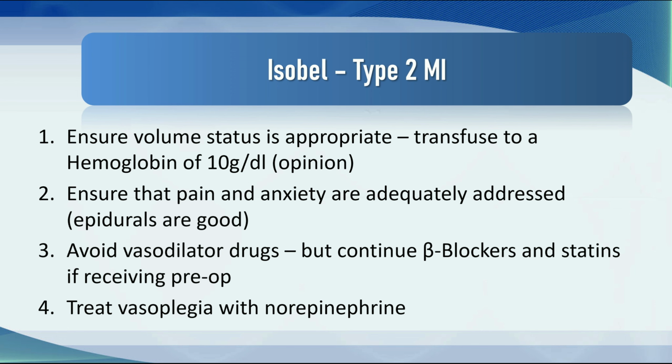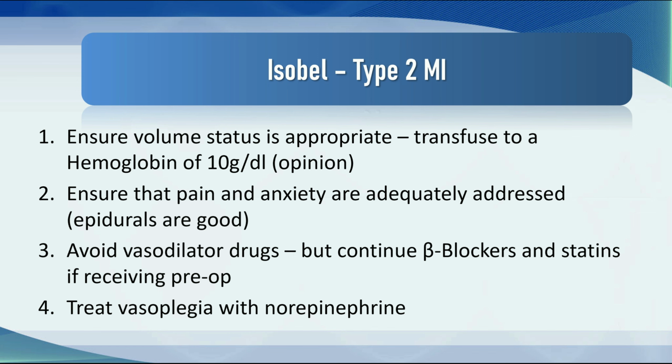In my opinion, if you have a patient at high risk for perioperative MI or with a type 2 MI in ICU, they benefit from not being allowed to be anemic. So ensure that the volume status is appropriate and transfuse the patient to a hemoglobin of 10 grams per deciliter. Ensure that pain and anxiety are adequately addressed and epidurals are good.